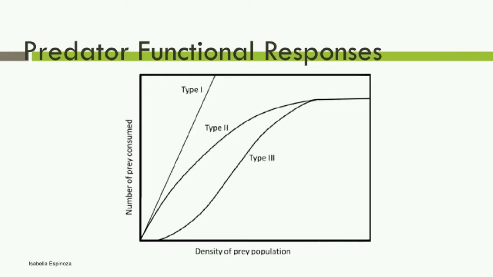Predator functional responses. In a functional response, if you gradually increase the amount of food available to a hungry animal, its rate of feeding will increase and then level off at a maximum feeding rate.